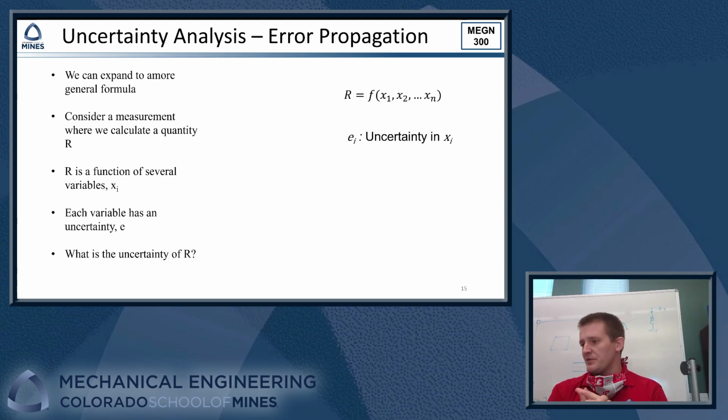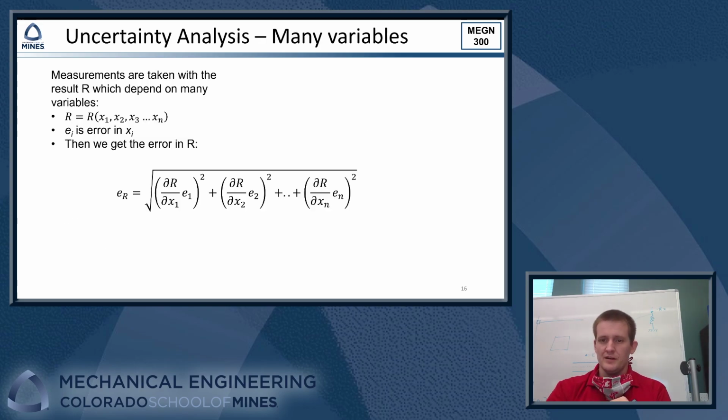How do we figure out what the uncertainty in R is, if each of these individual variables has an uncertainty associated with it? And typically we give those individual uncertainties the variable of a little e. All right, so the generalized formula that we have here is we still have our square root of the sum of the squares, but we weight each term with the partial derivative of R with respect to that variable.